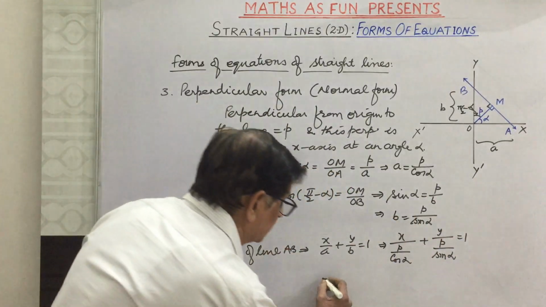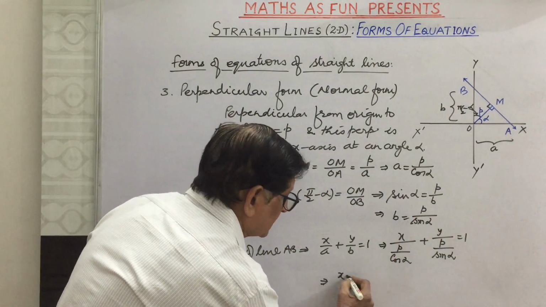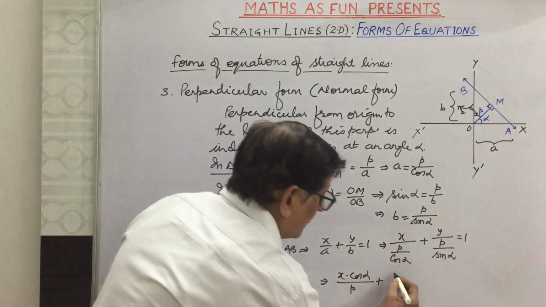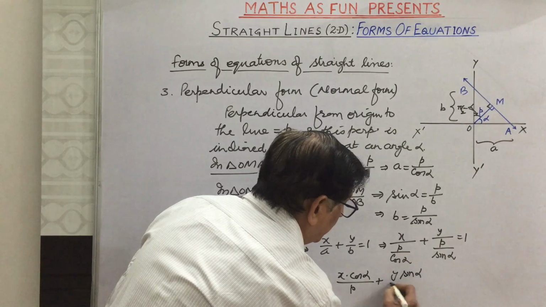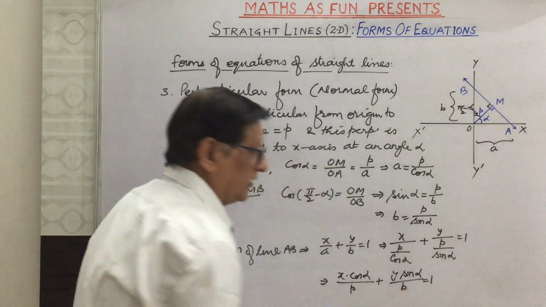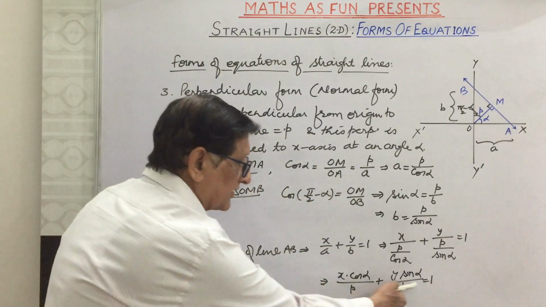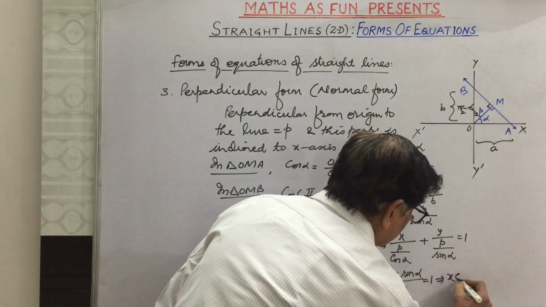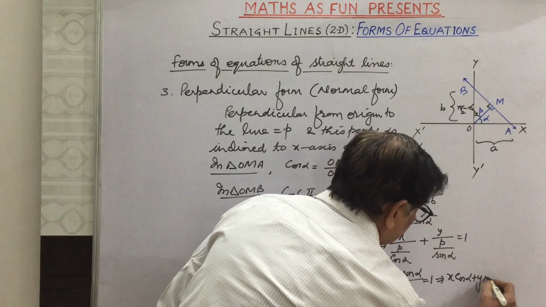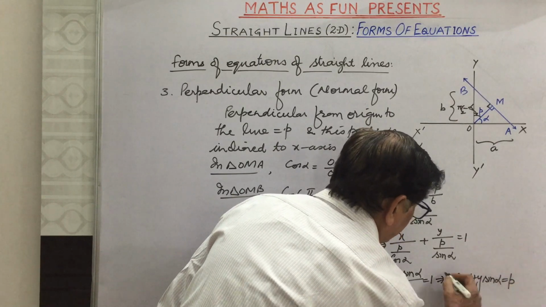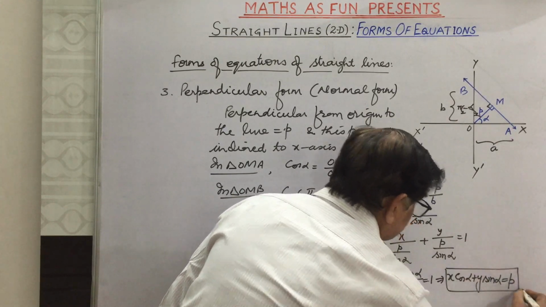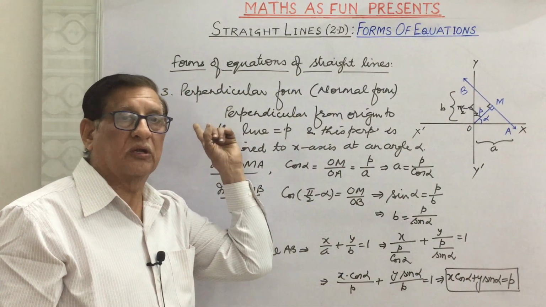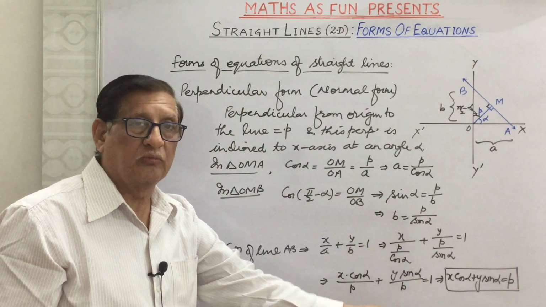By simplifying this, we will get x into cos alpha upon P plus y into sin alpha upon P is equal to 1. If we take the LCM and transpose this P onto that side, we will get x cos alpha plus y sin alpha is equal to P. This is the equation of the straight line in the perpendicular form, or we say normal form.